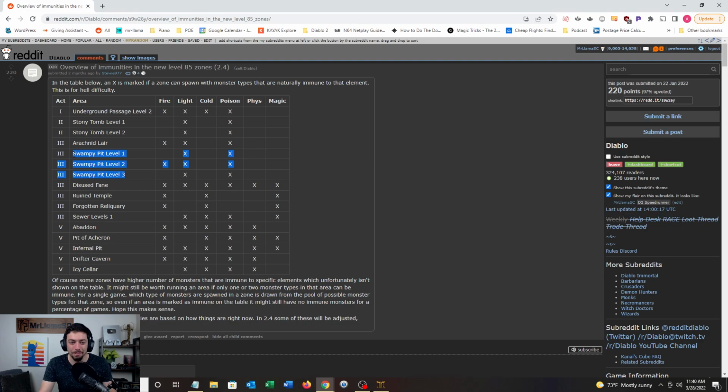Swampy Pit might be interesting. I'd be curious to go check it out, because level 1, 2, 3, I don't know if I've ever been to level 3 of the Swampy Pit before. And then I think Drifter Cavern, Icy Cellar will still compete there, right? Both of these were already fun farming areas a little bit, but now they're at the 85s.